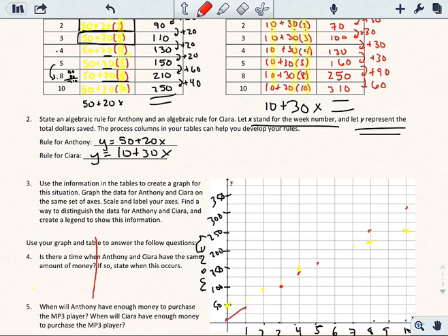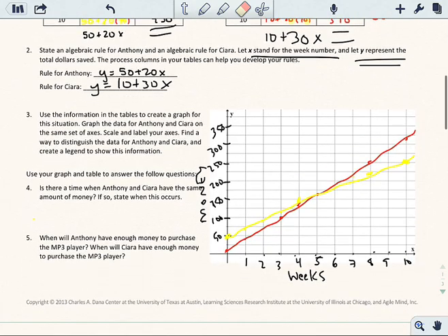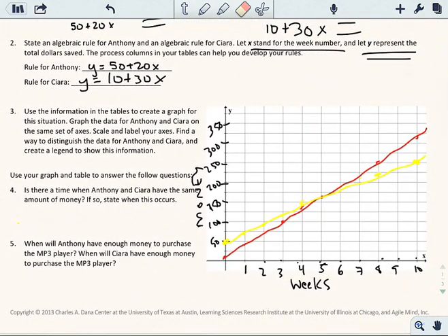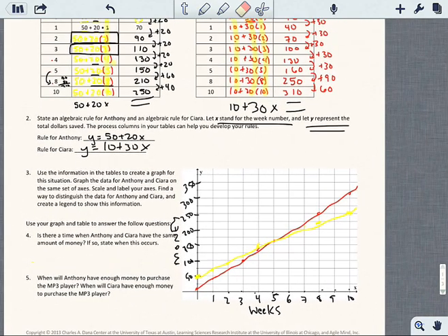Okay, so I'm going to go ahead and connect these points with a line, and that's okay to do. It's not necessarily correct in this context, but it'll help us kind of compare, especially when we're asked to answer questions here below. So use this information to graph it. Did that? Okay, so use this graph to answer the following question. Is there a time when Ciara and Anthony have the same amount of money? If so, state how much.